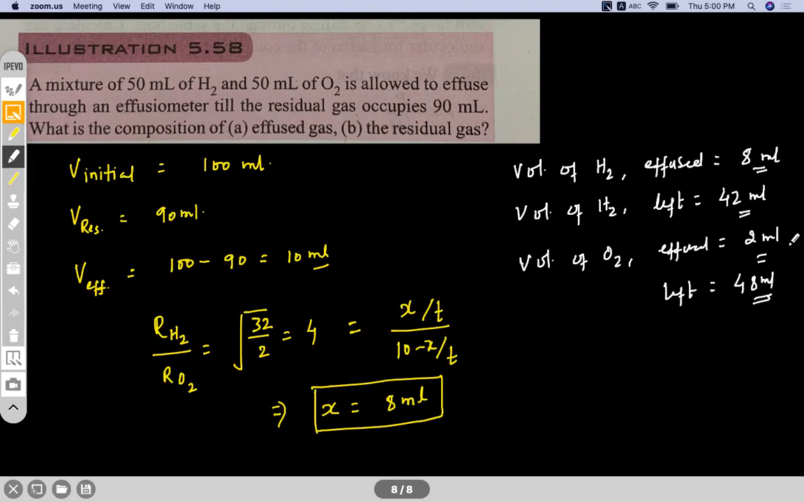Whenever you get this question of diffusion and effusion, only this you have to do. Take the ratio of rate, equate this to molecular mass and the data that is given here. See, here the data is given in terms of volume. We have taken volume. Sometimes what happens, they'll give you the number of moles here. So number of moles you have to equate with the volume. Clear? Understood? No doubt?